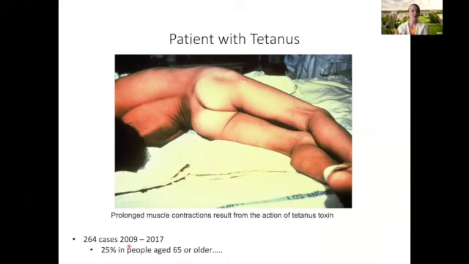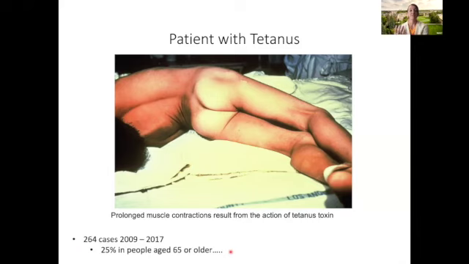Fortunately, there aren't a whole lot of cases of tetanus in the United States. There were 264 cases reported between 2009 and 2017. And this is because we have a really effective vaccine against tetanus. 25% of those cases were in people aged 65 or older.